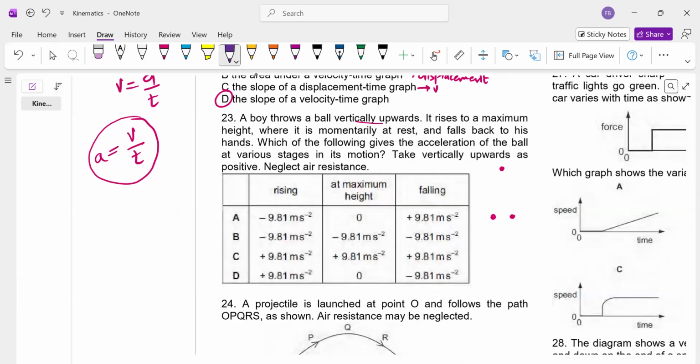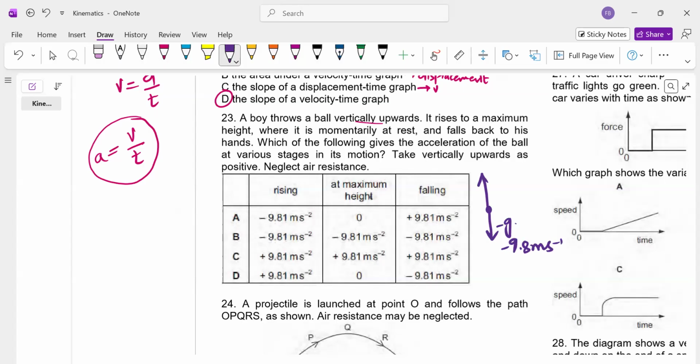No, I told you that even when the ball is moving upward, gravity is pulling it down, to slow it down. This is the concept I told you: even when the ball is moving upward, the gravitational force is acting on it in the downward direction. That is negative g, negative 9.8 meter per second square.